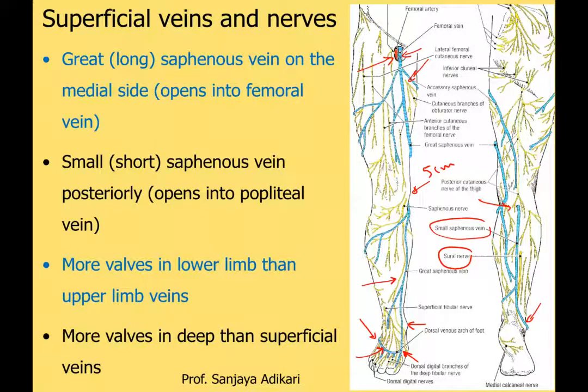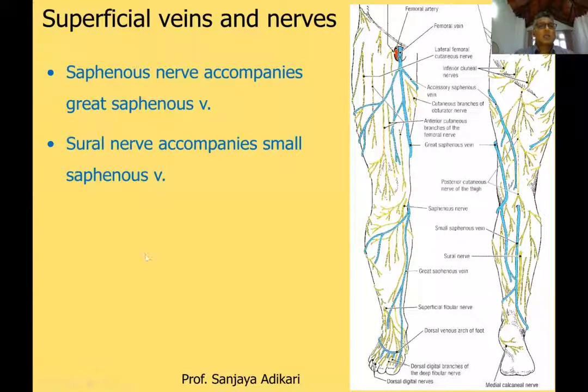Then when it comes to valves, there are valves in the veins of the upper limb and lower limb both, but there are more valves in the veins of the lower limb. And if you compare the deep veins and superficial veins, there are more valves in the deep veins of the lower limb than the superficial veins. So remember that point. Okay, so I actually mentioned the saphenous nerve accompanying the great saphenous vein and the sural nerve accompanying the small saphenous vein.